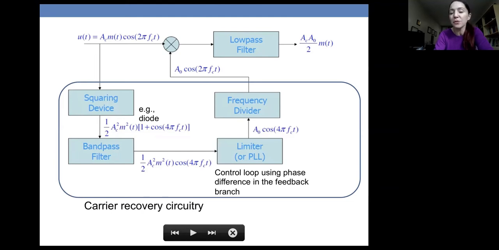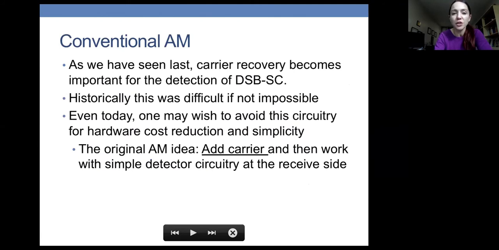As you can see, it requires some electronics, and this was not even possible in the early days of communication back in the 1920s, 30s. So when people came up with amplitude modulation first, they didn't come up with this method. They invented something much simpler, and that is conventional AM. Conventional AM is not going to require carrier recovery. It doesn't require any synchronization.